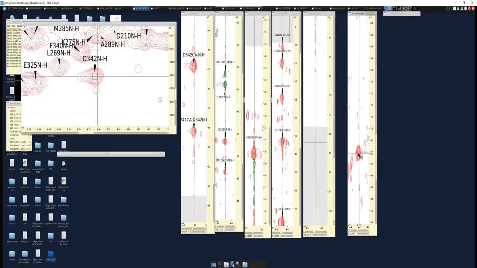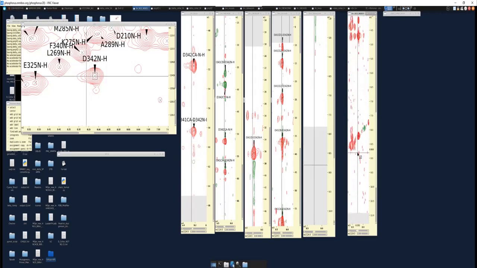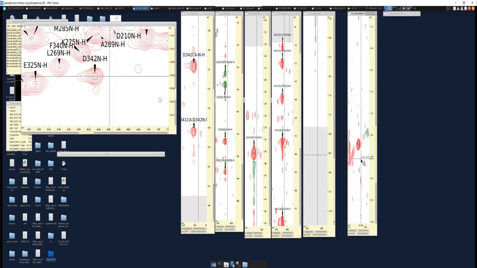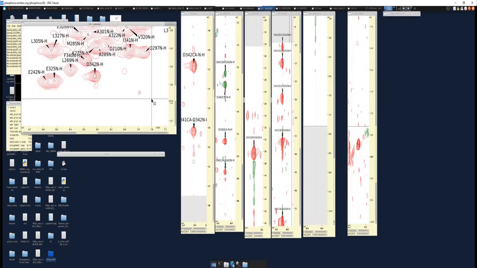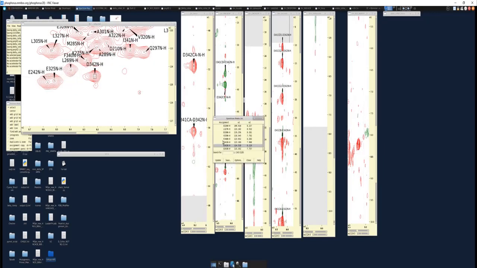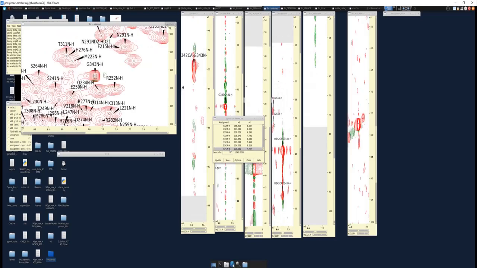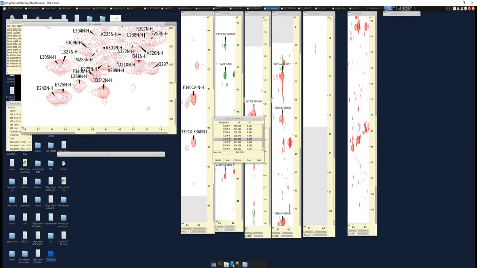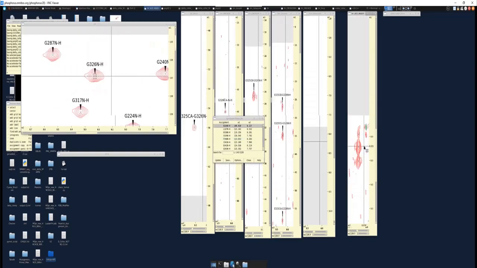But in this example, you can just sort of get an idea of what sort of stuff shows up and where. So let's see how we would use this to assign a peak. Let's look at an example here that has connecting. Here we go.